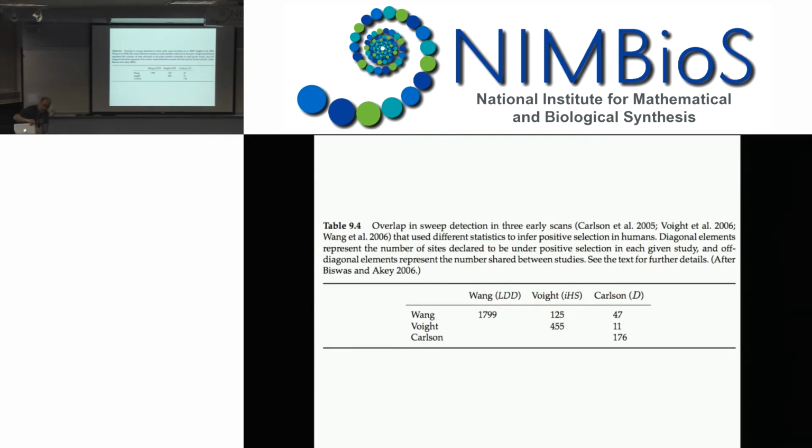So here's an early example that came out. There were 3 studies, two based upon linkage disequilibrium, such as Singleton decay and the integrated haplotype score, which are similar tests, and one based upon outliers in the GMSD. This shows the number of genes declared to be under selection in humans: 1,800, 500, 200. This shows the overlap. Of these 2, only 125 overlapped. Of these 2, only 47 overlapped. So very low overlap between sets, very low repeatability.